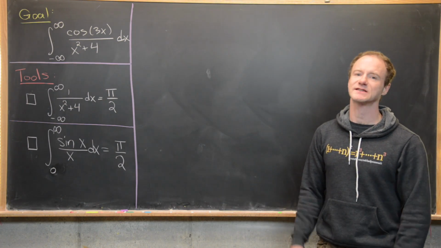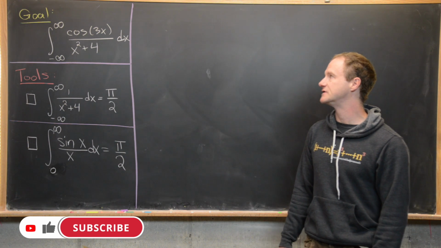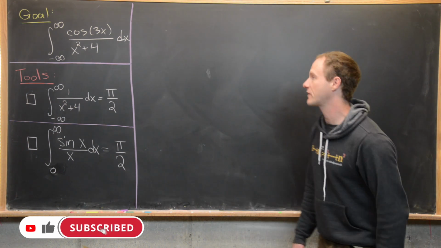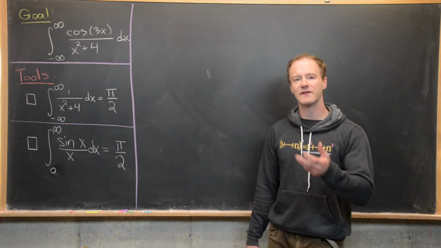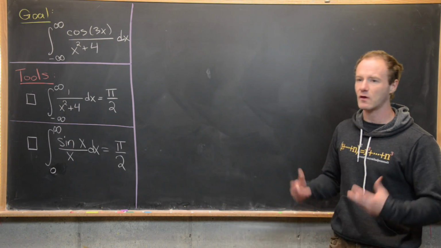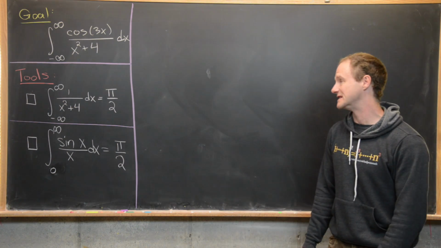This is going to be a classic hard integral video. Here we're going to look at the integral from minus infinity to infinity of cosine 3x over x squared plus 4 dx. And I found this integral and an outline for the solution on Math Stack Exchange, but I'm going to fill in all of the details.